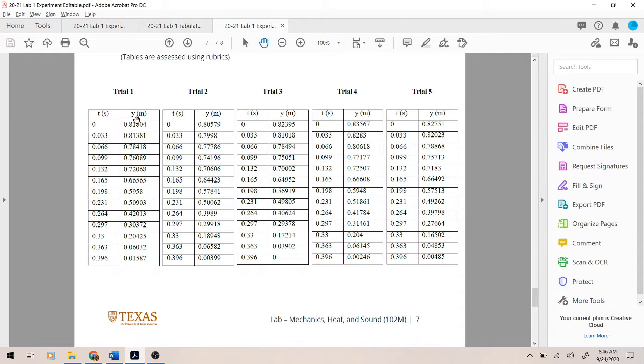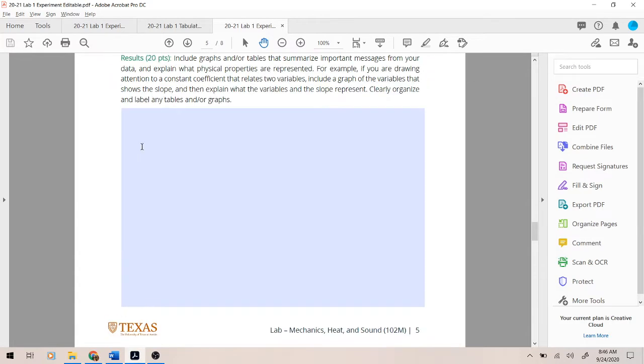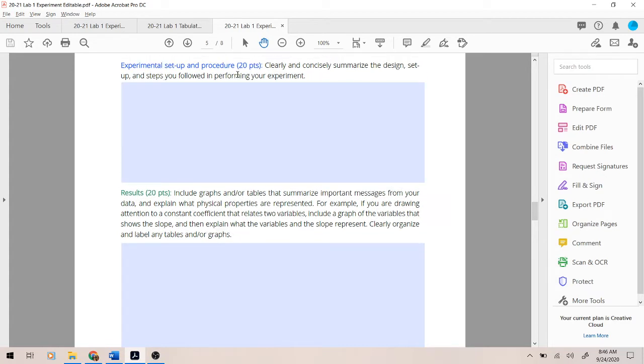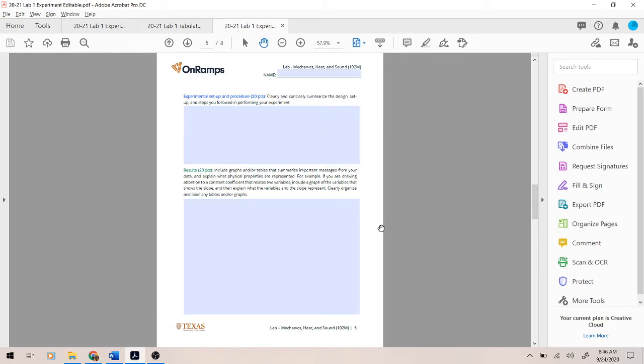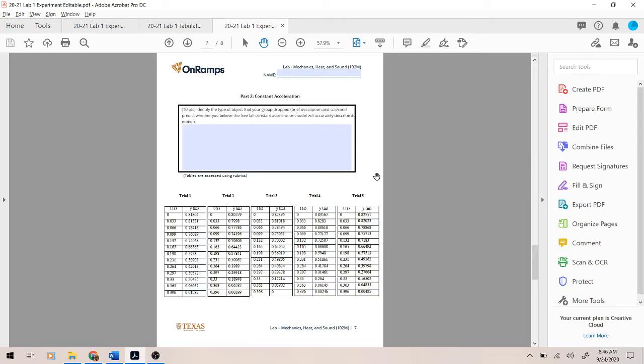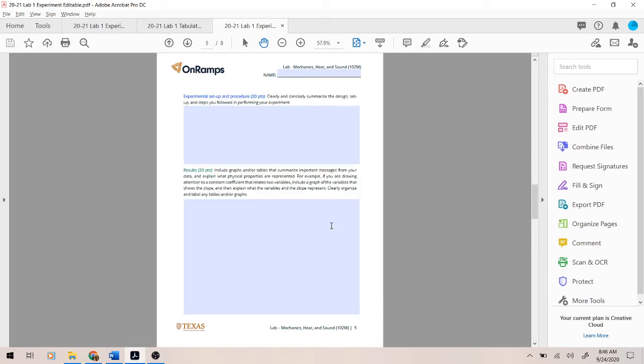That's 20 points, another 10, 30. You skip part 1, 20 points, 50, 20 points, 70. So that means you need to submit your page 5. You skip page 6 because there's nothing graded in this part. And then page 7, there's 10 points and your data. And then page 8. So you need to submit 8, 7, and 5.